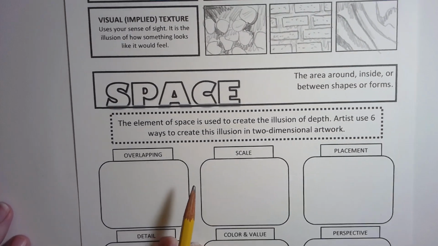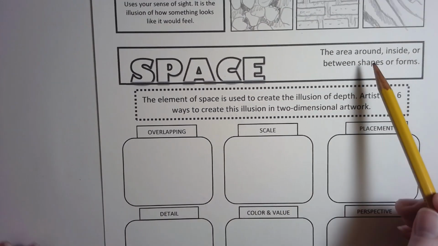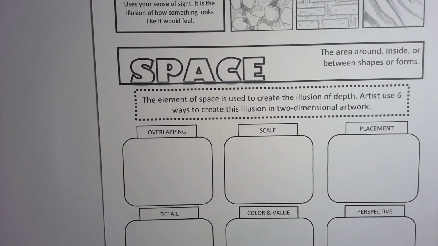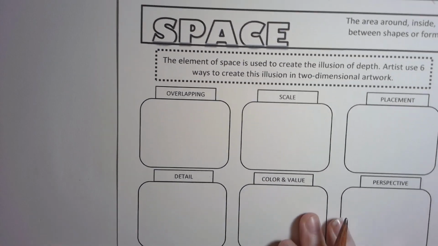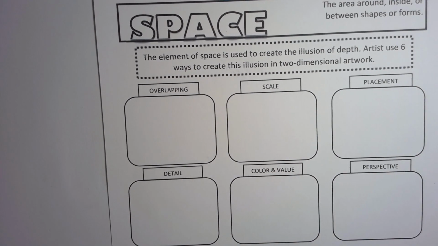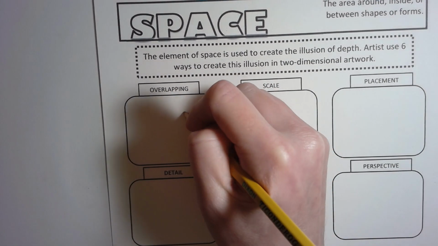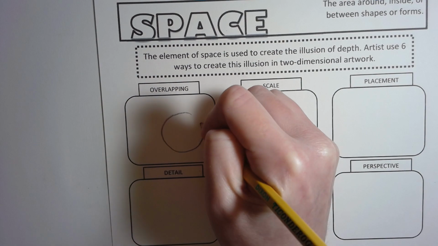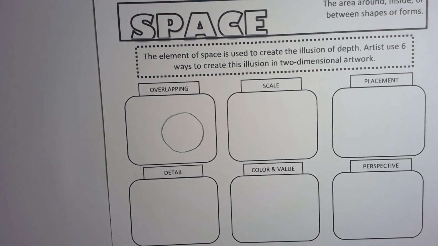Now we're going to move on to space, and space is the area around, inside, or between shapes or forms. And the element of space is used to create the illusion of depth, and artists can do this in 6 ways. And we're going to use circles to illustrate these different ways. So our first one's overlapping. So artists overlap objects in their drawings or paintings to show distance.